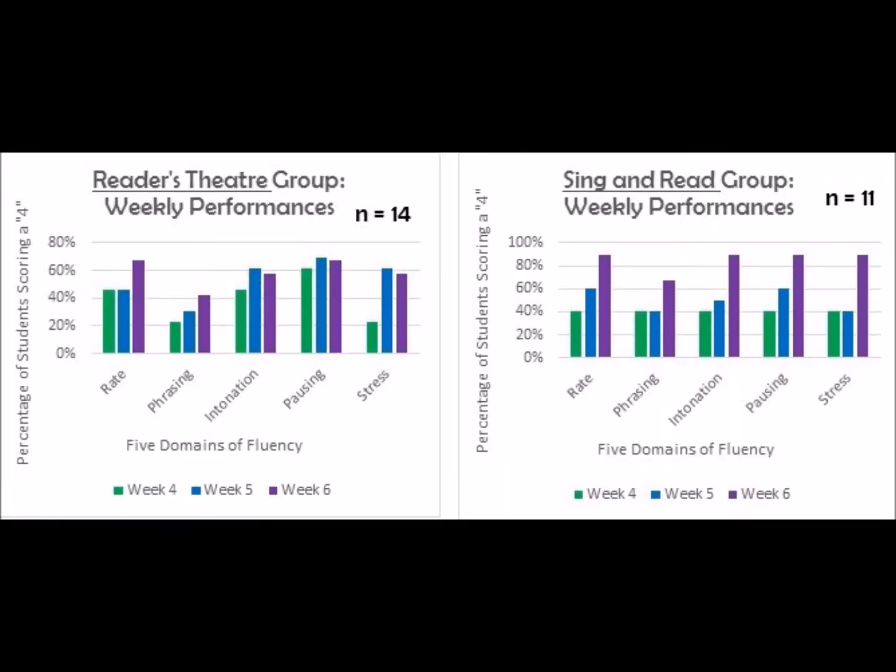To visually compare the weekly fluency scores from the 2 fluency groups, I created these graphs. Each graph shows the fluency scores from the last 3 weeks of the action research, when students were participating in just one of the fluency strategies. You can see that the Sing and Read group made dramatic jumps in their fluency scores during the last week.